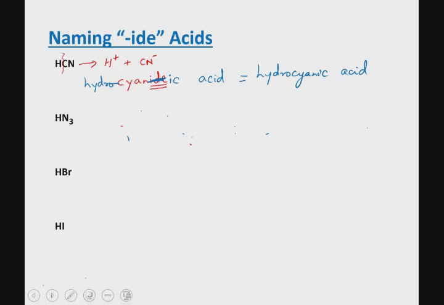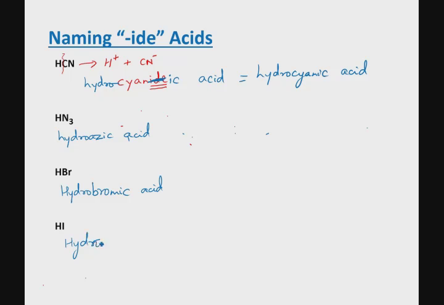Okay, welcome back. So the name of the second acid would be hydrazoic acid, hydrobromic acid, and in one word, hydroiodic acid.